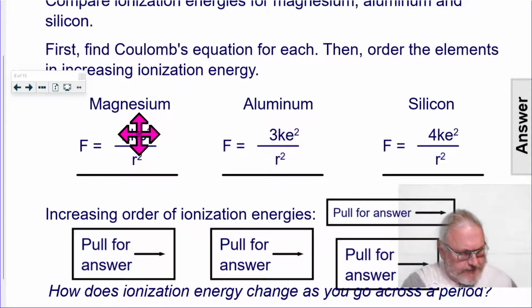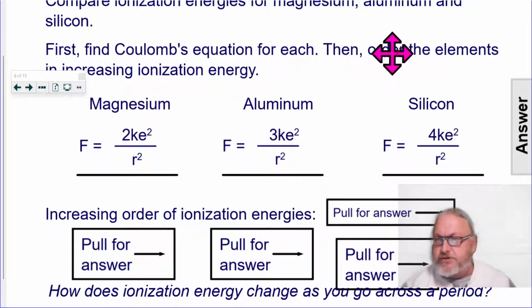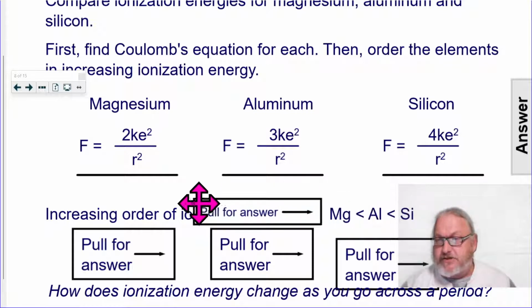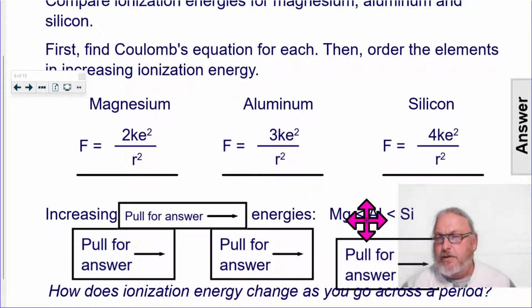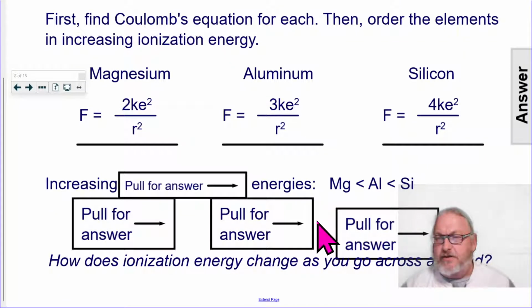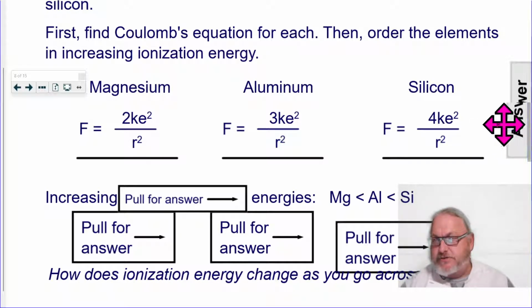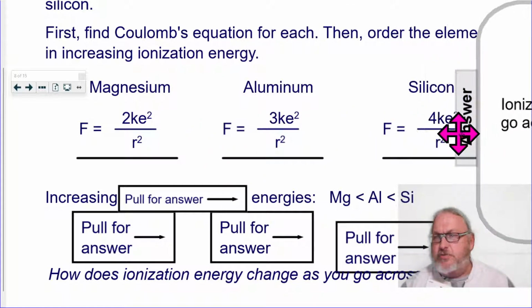Let's see. The silicon has more force, so it's going to have a higher ionization energy, followed by aluminum, followed by magnesium. So magnesium would be less than aluminum, which would be less than silicon. So how does the ionization energy change as you go across the period in the row? Well, think about it. It's going to increase as you move across the period.